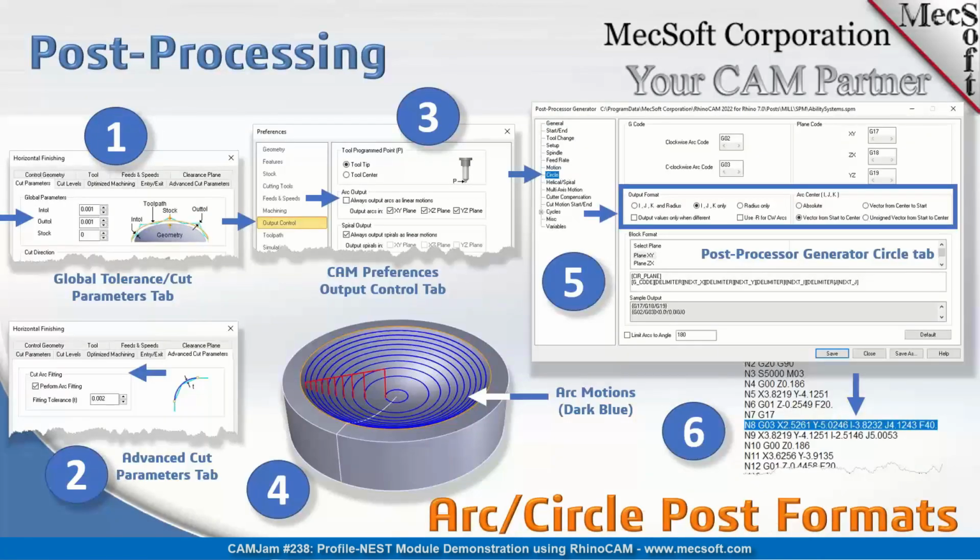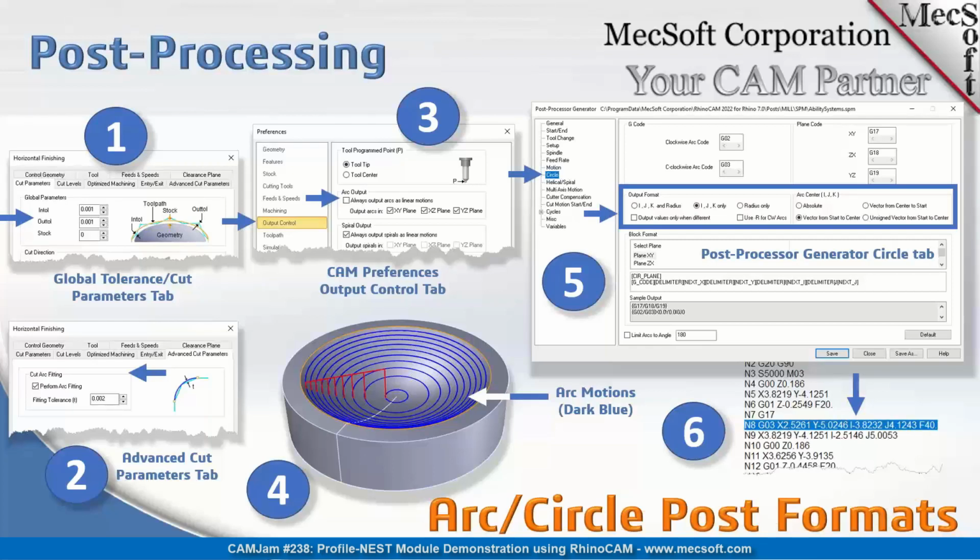Okay, another thing that we touched upon a little bit in the previous slide, things that can go wrong, but we're going to talk about it here as well. Arc circle post formats. If your machine supports arc motions, the G02s and the G03s, and you want to enable those, you'll have a better surface finish because it's outputting an actual arc. The motions will be an arc motion. It won't be a bunch of linear motions that's faceted around a certain arced area.